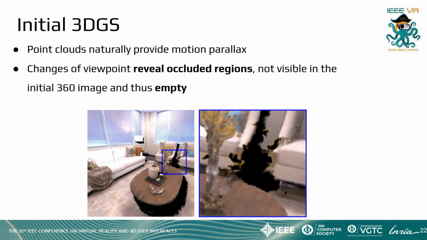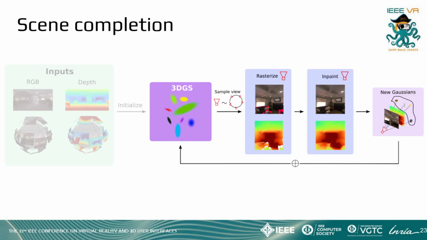The optimized Gaussian splats naturally provide motion parallax. However, changes of viewpoint reveal previously occluded regions that appear empty, shown as black holes in this image. Therefore, we need to fill these gaps with plausible content to create a complete scene. The second part of our pipeline consists exactly of this. We rasterize the point cloud at a novel viewpoint, inpaint the gaps, and add new Gaussians into the holes so that the representation is aware of new content. This is done repeatedly until we fill these occlusion gaps inside an action sphere.